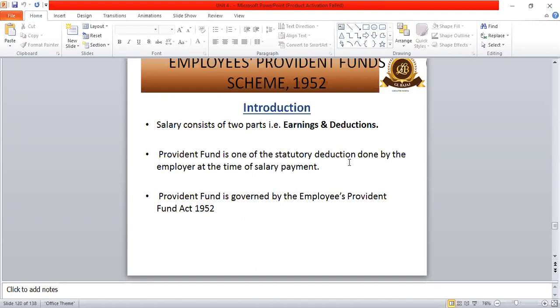So when your salary is going to be paid, the deduction for Employee Provident Fund is done by the employer. The deduction is made from your salary, and then the payment is made for that particular month. Provident Fund is governed by the Employees Provident Fund Act 1952. This act came into being in 1952, so we call this act the Employees Provident Fund Act.